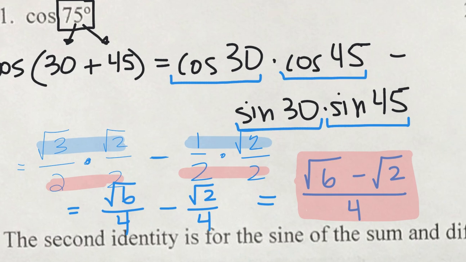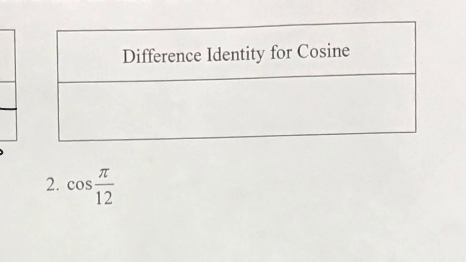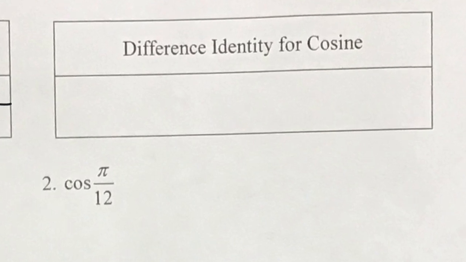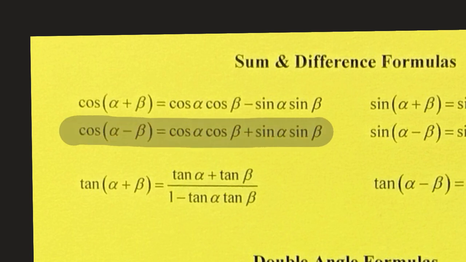Very good job. Now the second one here is the difference identity for cosine. So cosine minus. Once again, here's our sheet. Cosine minus is right here. The cosine of subtracting two angles is the cosine of the first times the cosine of the second plus. Notice this has a plus as its operation between these two things. Sine A, sine B.